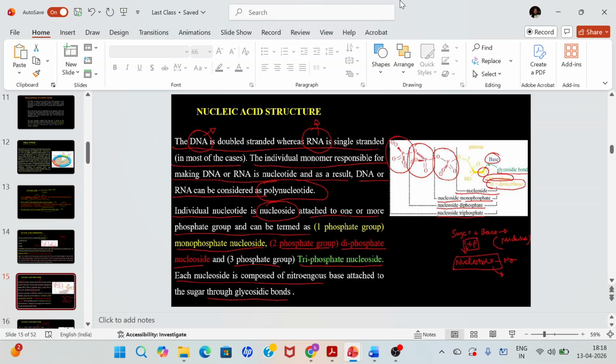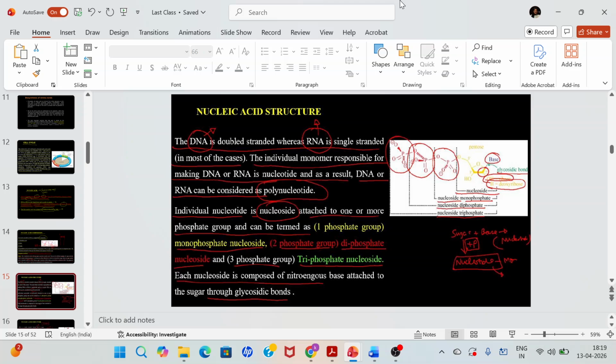Okay. Nucleic acid structure. So DNA is double stranded, whereas RNA is single stranded. In most of the cases, the individual monomer responsible for making DNA or RNA is the nucleotide, and as a result DNA or RNA can be considered as polynucleotide because it is a polymer of nucleotides. An individual nucleotide is a nucleoside attached to one or more phosphate groups and can be termed as one phosphate group.